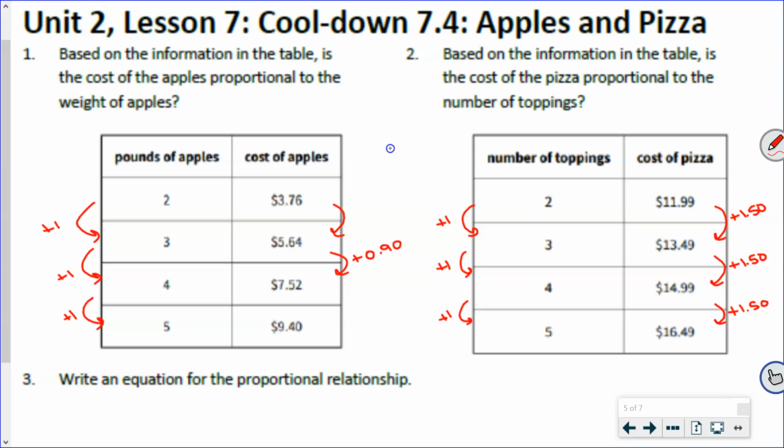5.64 minus 3.76. I'm adding $1.88. $7.52 minus 5.64. What am I adding here? Huh. How about that? What about here? 9.4 minus 7.52. Huh. Aren't these behaving in very much the same way? Dax?